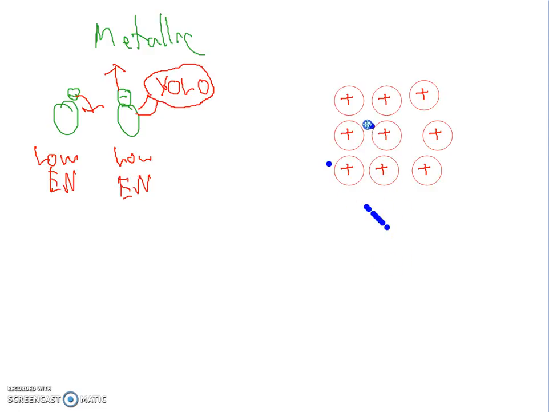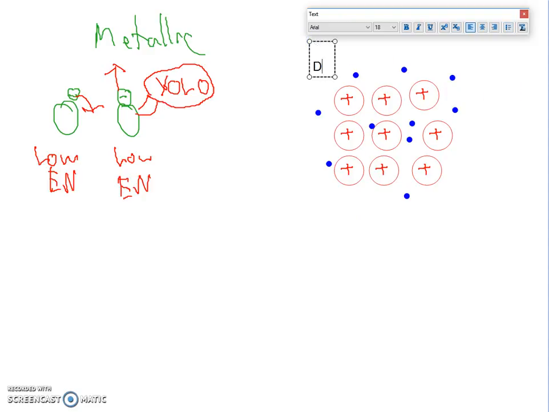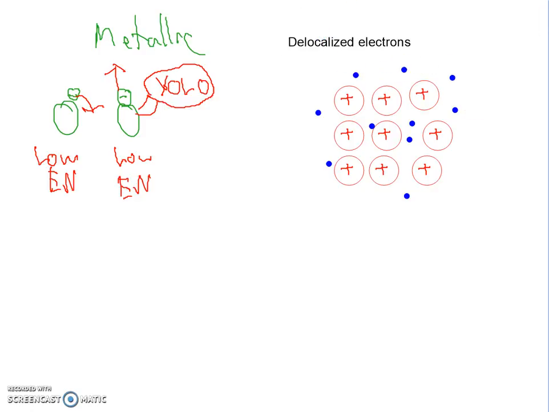And so these just kind of randomly go through, and they're not really locked in place. They're what's called delocalized. Delocalized electrons. Okay. And so this is kind of hard to draw, but what happens is you just get kind of this field of negative charge.